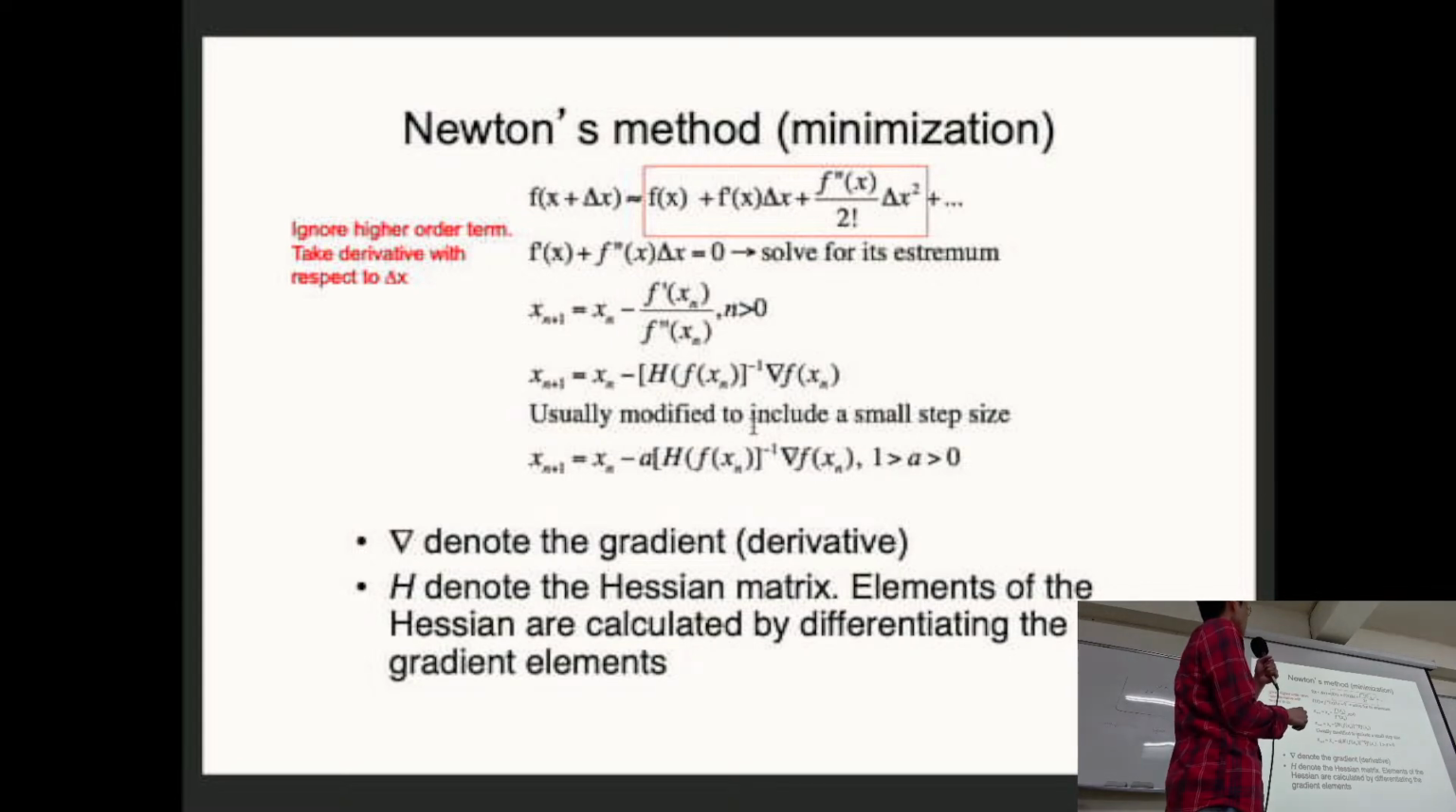So for any x, we can write the Taylor expansion like that, right? We can write f of x, plus f prime delta x, plus f double prime delta x squared, and so on and so forth. In this case, we are going to keep the first two order terms and ignore higher order, assuming delta x is small.